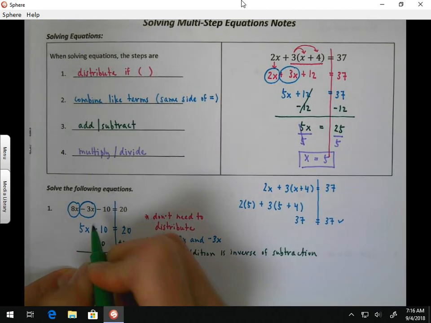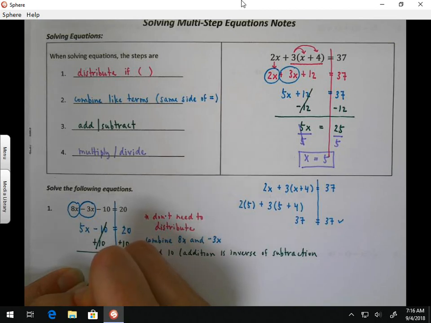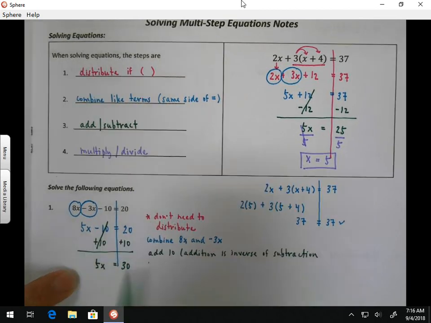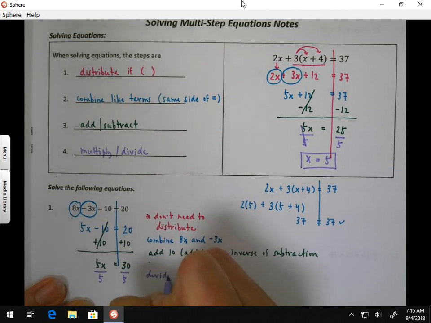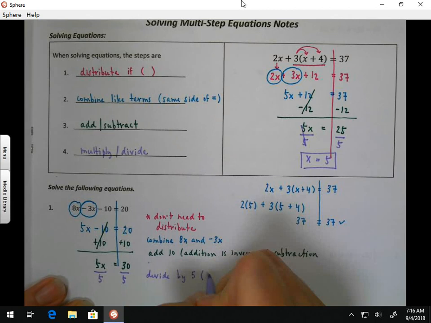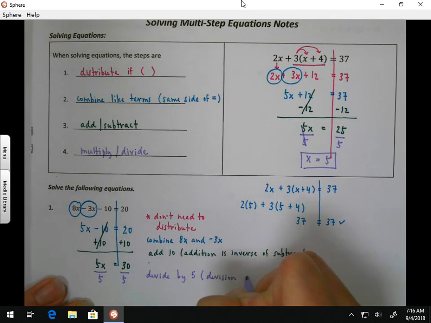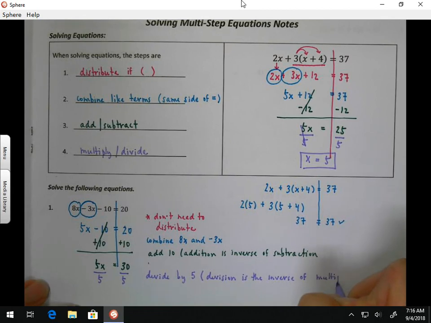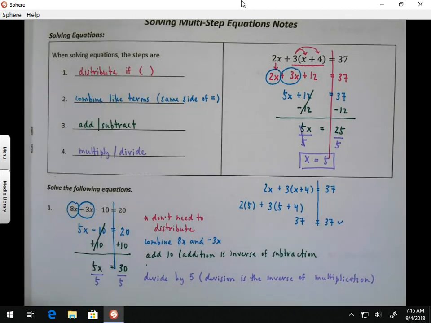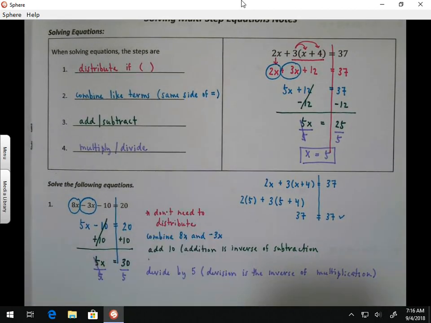So when I do that on both sides, these terms are going to cancel, and I get 5x is equal to 30. So the last thing now I need to do is to divide by 5. So I'm going to make a note to divide by 5. And again, that's because division is the inverse of multiplication. And so when I do that, the coefficients are going to cancel, and I get x is equal to 6.